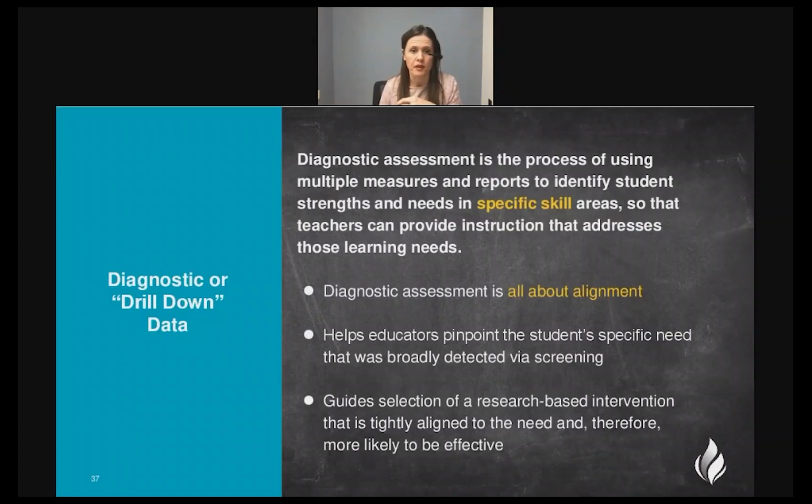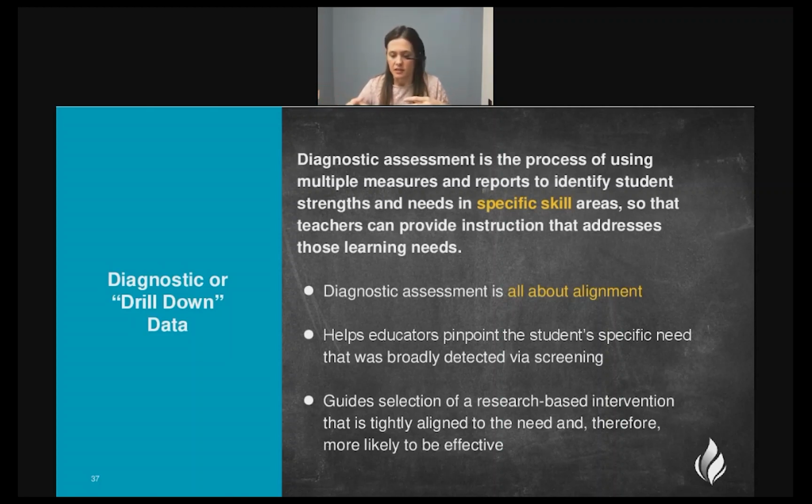This is the same kind of pattern that we would use for students who have social, emotional, or behavioral needs. So our diagnostic data, and I typically call it drill down data, is the process of using multiple measures and reports to identify students' strengths and also their needs in specific skill areas so that our teachers and staff can provide instruction that addresses those learning needs. It's all about alignment. We need to make sure that the assessment aligns to the actual thing that we're going to do with the students. This helps our educators pinpoint the specific need that was broadly detected through the screening process.